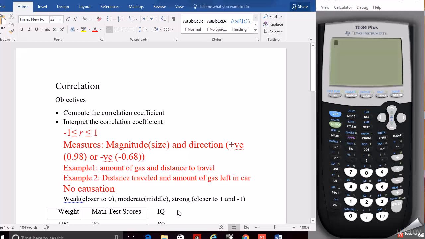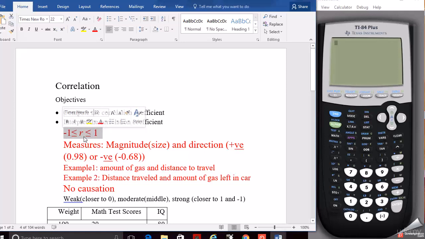Today we're going to talk about relationships or associations between two variables. We're going to learn how to use what we call the correlation coefficient to measure the relationship between two numerical variables. So our objectives today will be to compute the correlation coefficient using the TI-84 Plus and, of course, interpret the correlation coefficient. But before we do that, we're going to look at some important information about correlation.